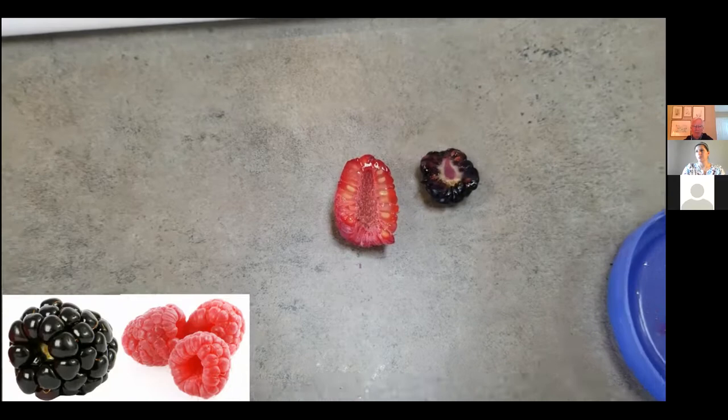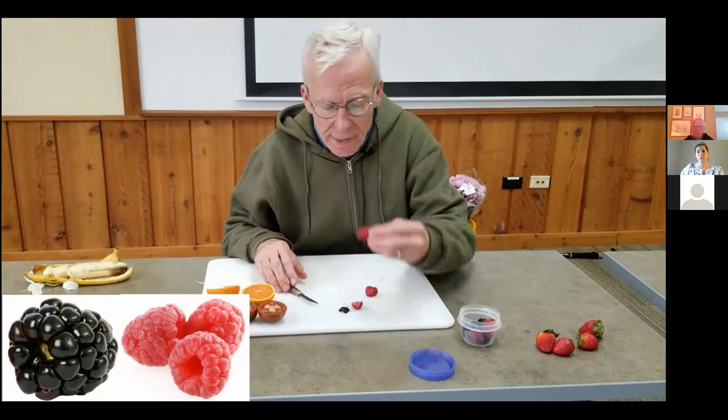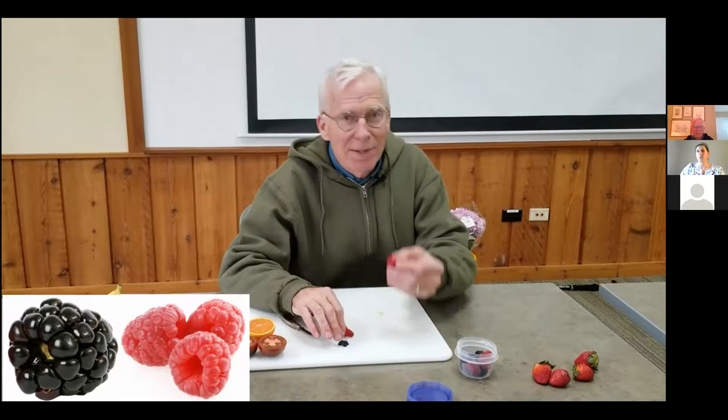So an aggregate of drupes, many, many little drupes all put together in the flower, is the best part of doing the basic botany workshop. Jackie just has to watch.